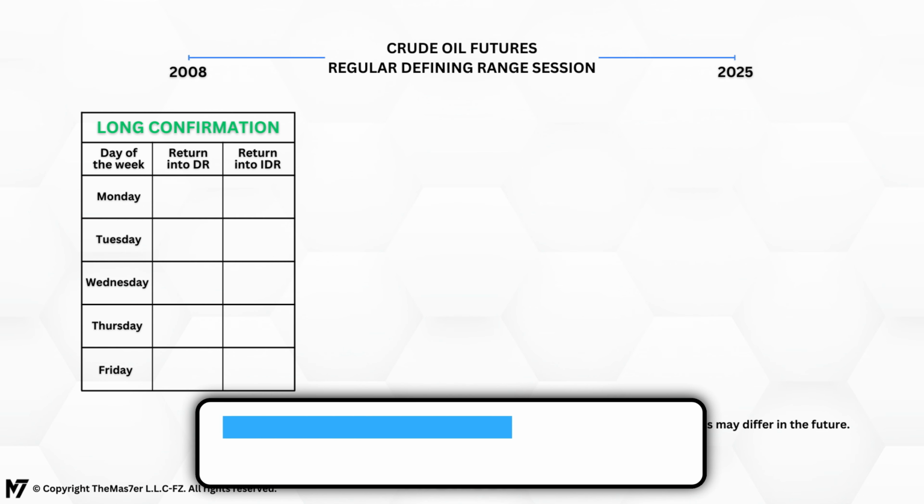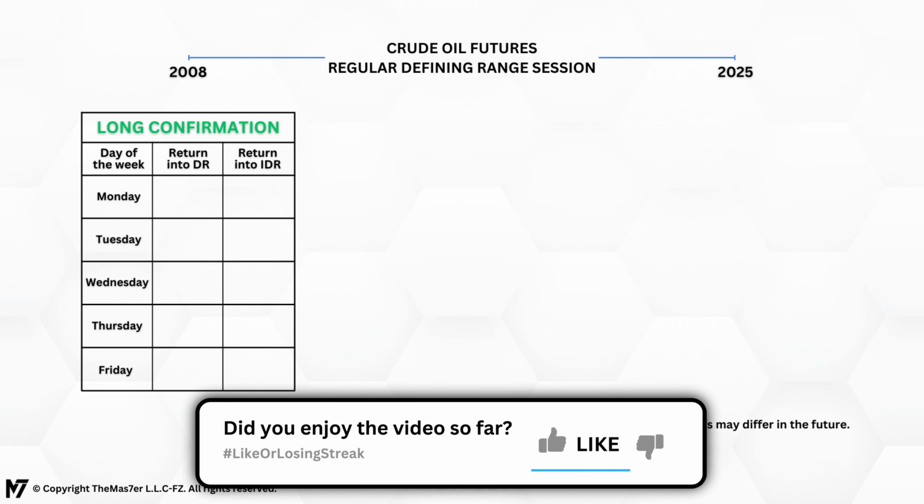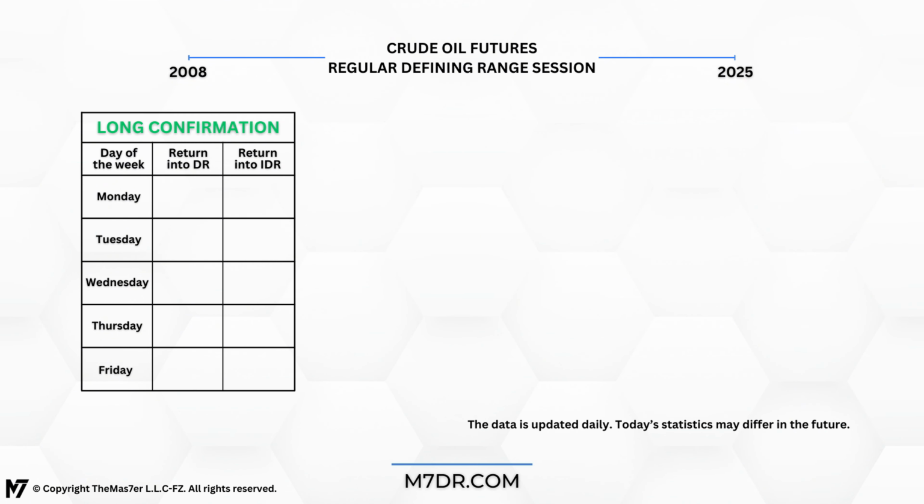For today's example, we will look at the statistics for the light crude oil market during regular defining range sessions only, broken down by weekdays from Monday to Friday. We will start with retracements into the defining range and implied defining range following a long confirmation. For retracements back into the defining range after a long confirmation, it appears that Wednesdays have the least percentage with 80.2%. Thursdays and Fridays come close to 90%.